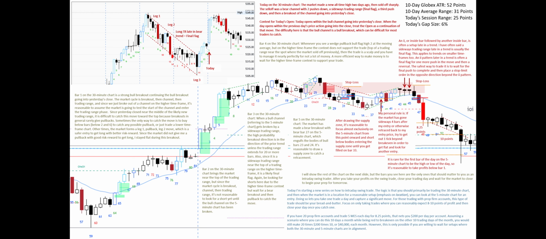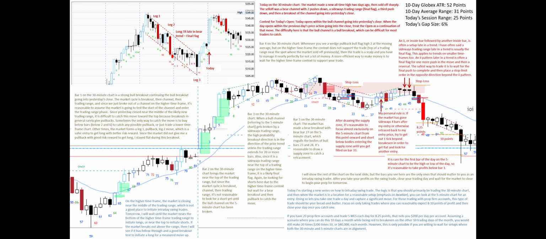I will show the rest of the chart on the next slide, but the bars you see here are the only ones that should matter to you as an intraday swing trader. After you take your profits on the swing trade, close your trading day and wait for the market to close to begin your prep for tomorrow.